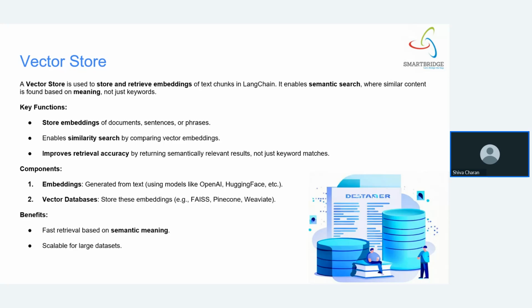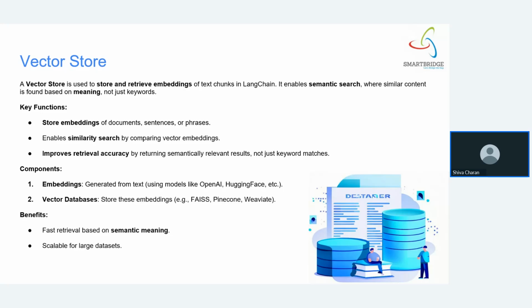So if anyone is having any doubt on the similarity search or the vector embeddings, you may mention it and I'll explain that. And what is the other key function we left over? This improves the retrieval accuracy by returning semantically relevant results. It will return the relevant results based on the semantic search, which will improve the retrieval accuracy, not just by keyword match.